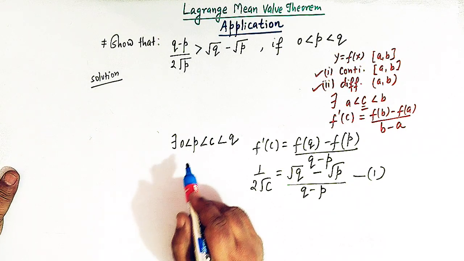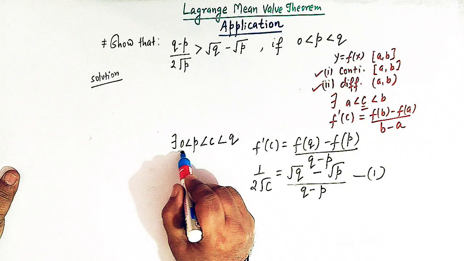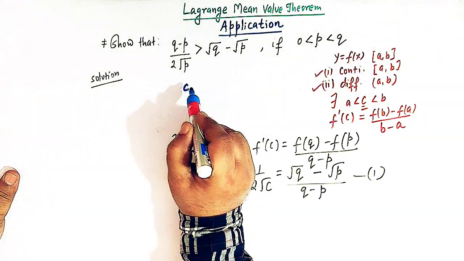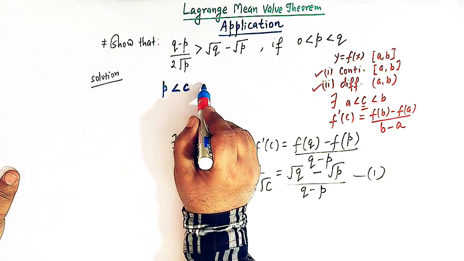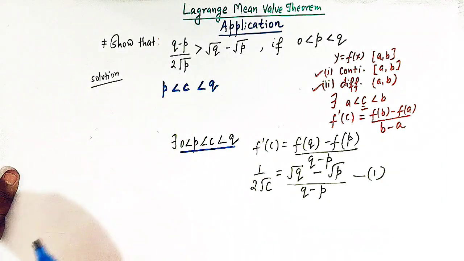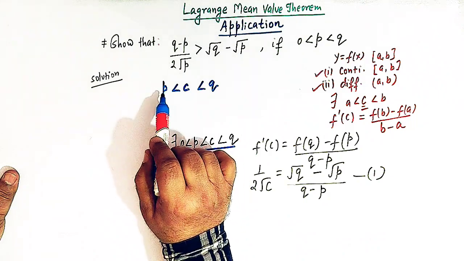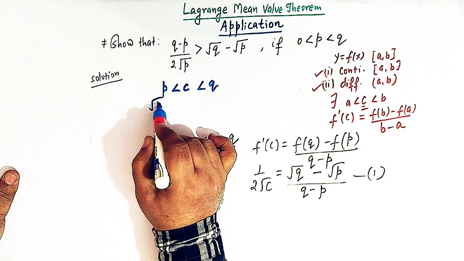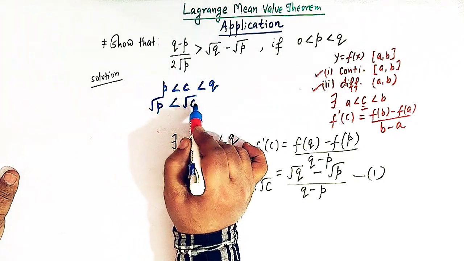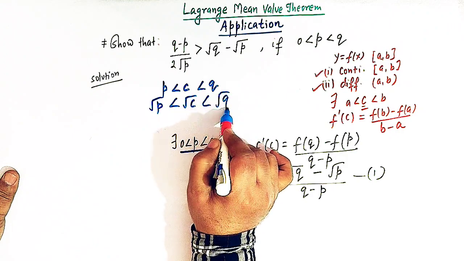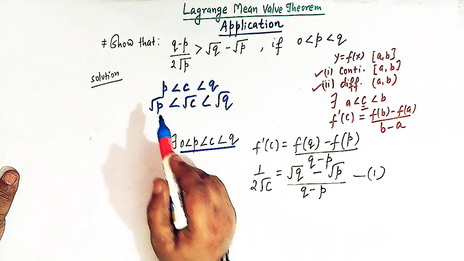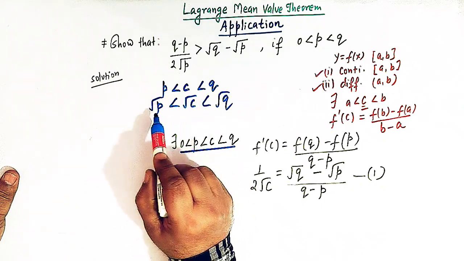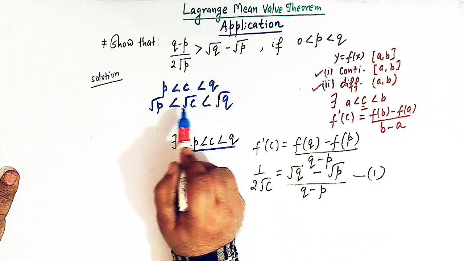So now to move further, we'll make use of this inequality, right? Now here this C lies between P and Q. So now what we will do, we'll take the square root of all these three numbers. So here we have square root of P, here we have square root of C, and here we have square root of Q, right? Now taking the reciprocal throughout, that is taking the reciprocal of all these three numbers.